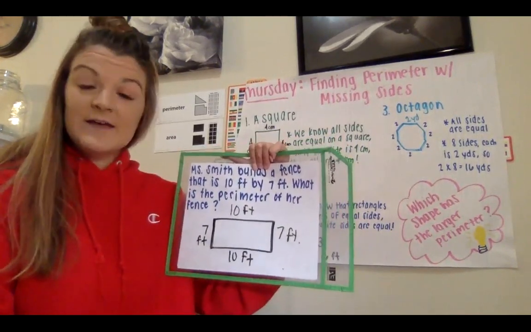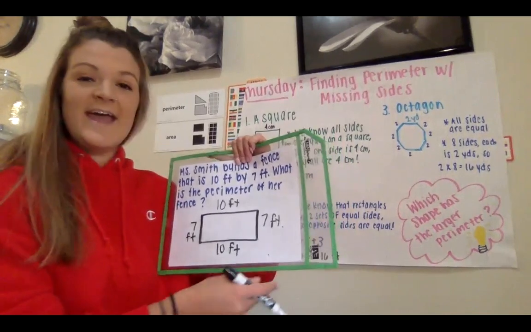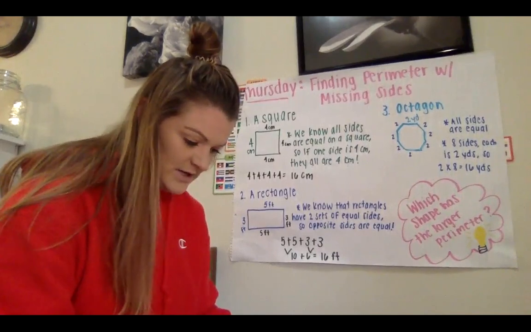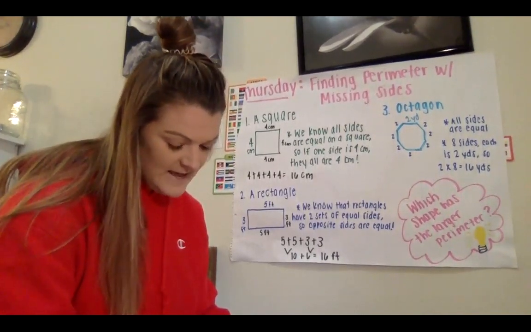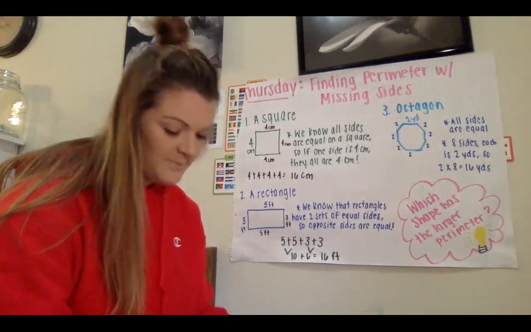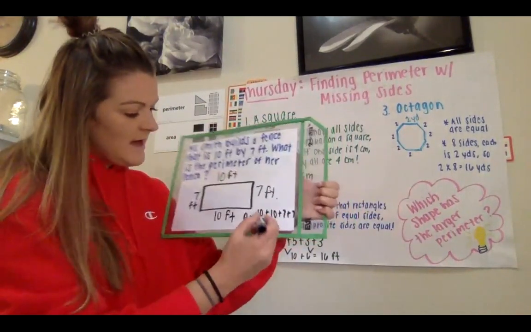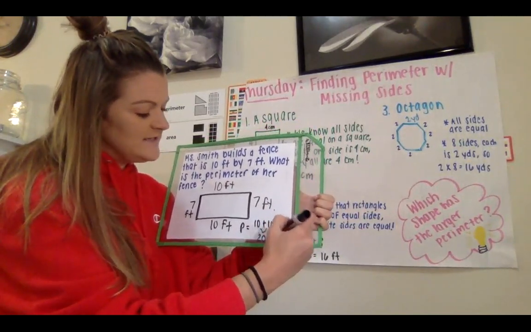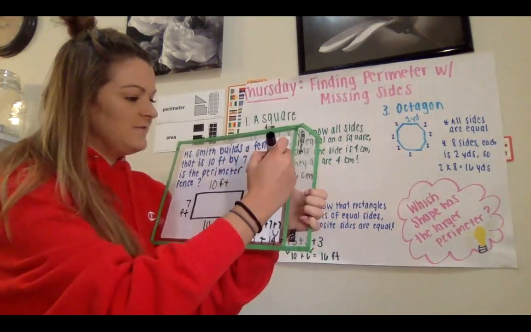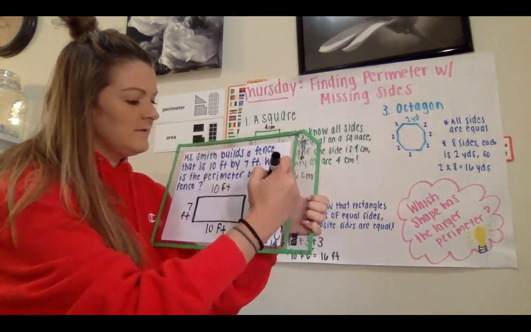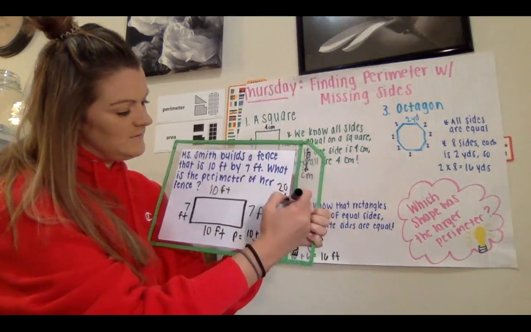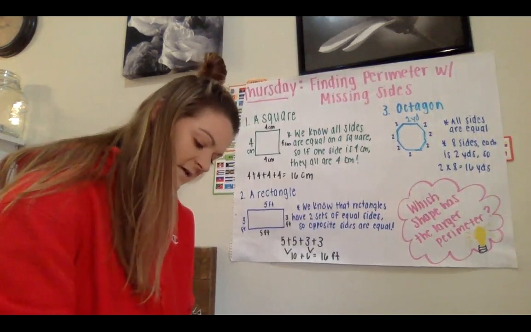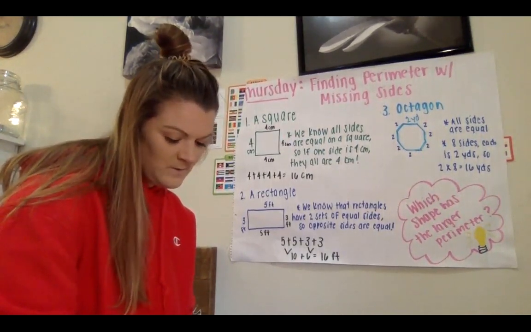So now, how can I find the perimeter? Yes, I add all of my sides together. Go ahead and do that on your paper too. Perimeter equals 10 plus 10 plus 7 plus 7. Well, I know 10 plus 10 makes 20. 7 plus 7 makes 14. 20 plus 14, I can even write it up here if I need to do it vertically. 20 plus 14 is 34. So the perimeter of my fence is 34 feet.